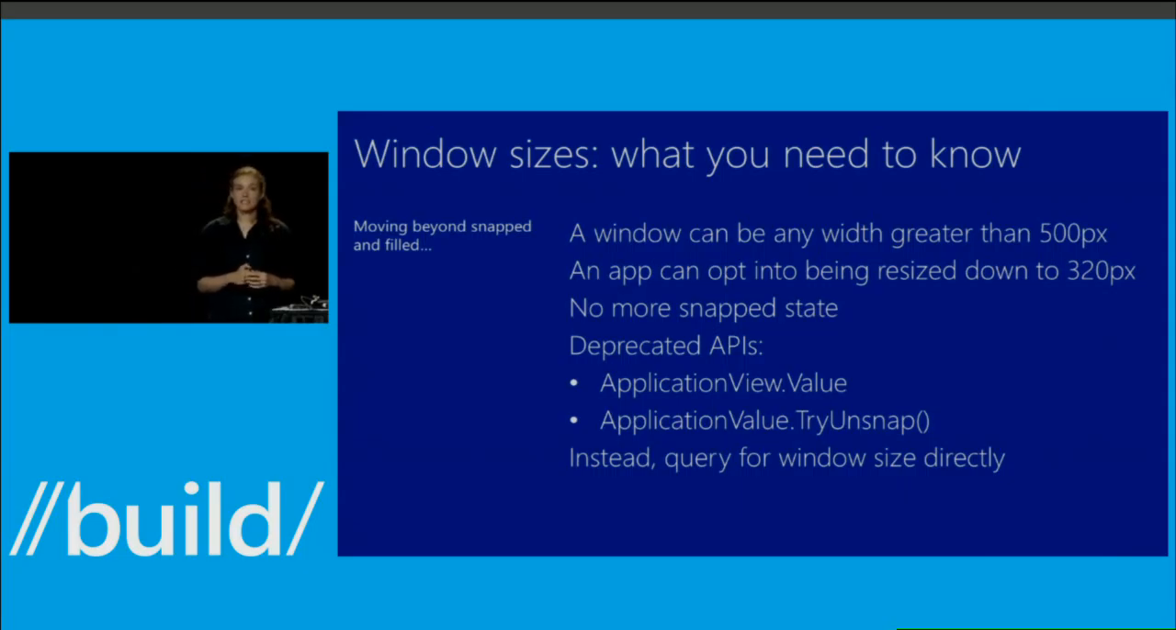So all applications by default can be resized down to 500 pixels. An application can opt into being resized down to 320 pixels, like the Reading List app does. If your app can do something very useful in that smaller amount of space, absolutely, opt into 320 pixels. If your app needs more space to do something useful, stick with that default 500 pixel width and design for those sizes that you think are optimal for your users.